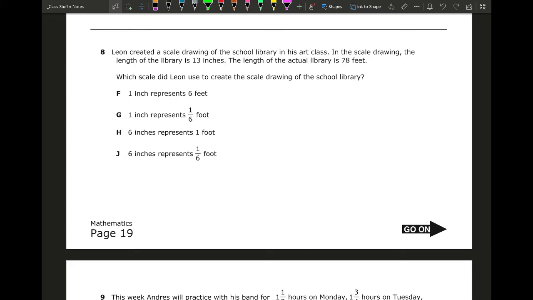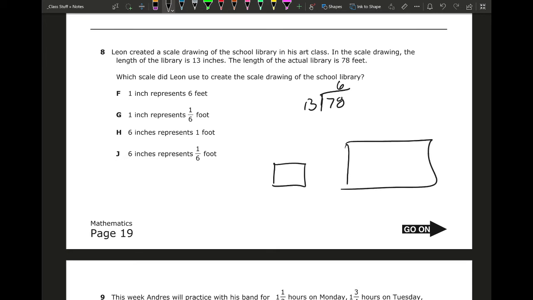So it got bigger, right? So let's see. Since it's getting bigger, I want to know if I divide 78 by 13, this gives me 6. Let's pretend it's a rectangle. And the length is 13 inches. This is 78 inches. That's all I know.